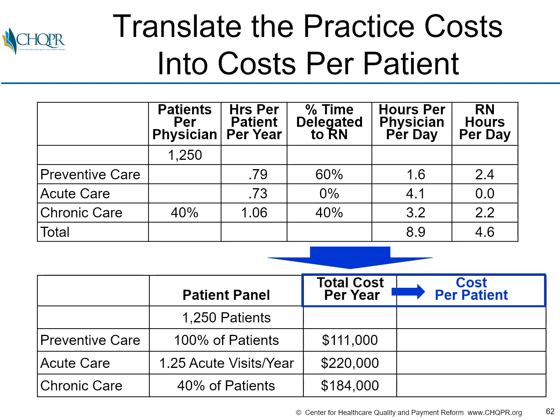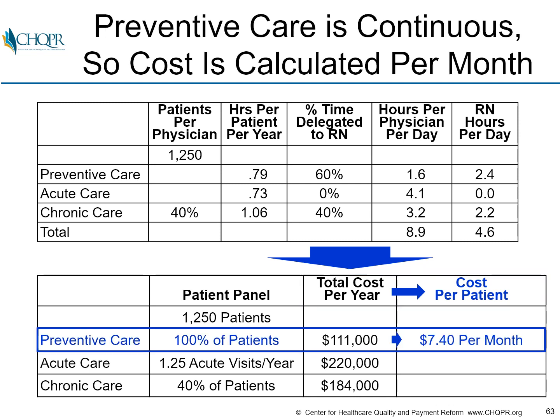Next, we need to translate those total costs into cost per patient so we can ensure the practice gets the right amount of money regardless of the types of patients it is caring for. Since preventive care is a continuous service, the costs will be spread out over the course of each month. Since every patient should be receiving preventive care, the $111,000 in total cost averages out to $7.40 per patient per month.